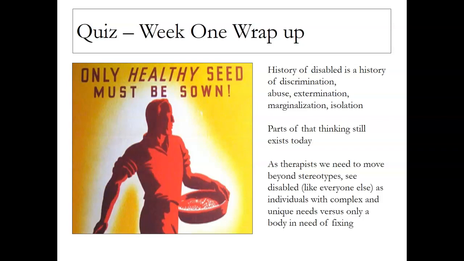And as therapists, what's the take-home message? We really need to see beyond the stereotypes, see people as individuals with complex, unique needs versus just statistics on a norm assessment. We talked about the Peabody as an example, the fine motor skills: they're below where the average person is. Think of the whole person and their needs versus numbers on a bell curve.